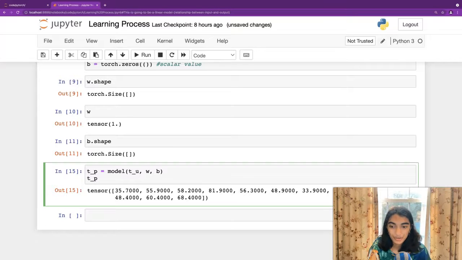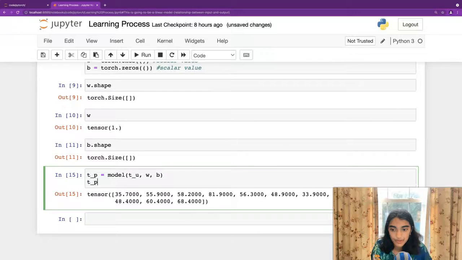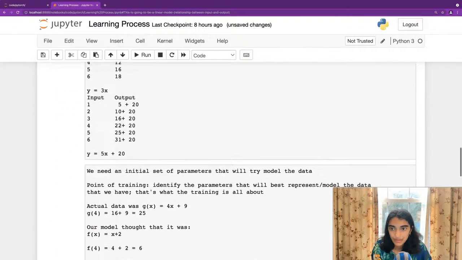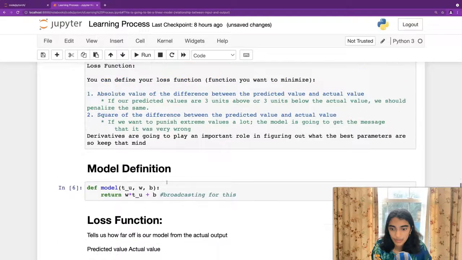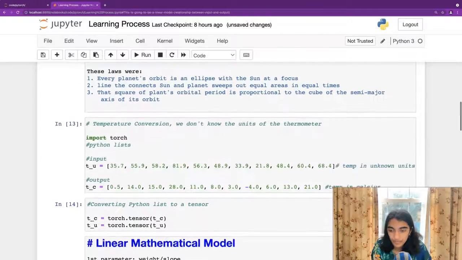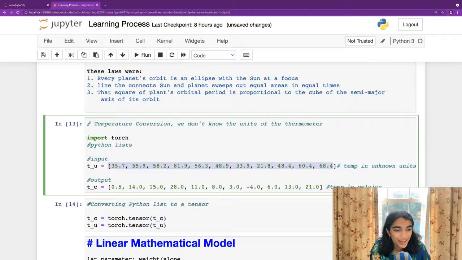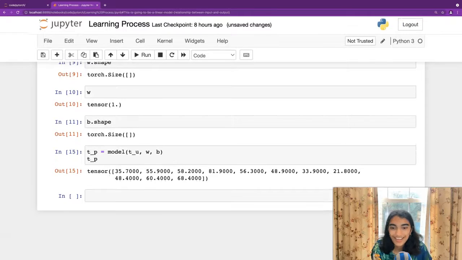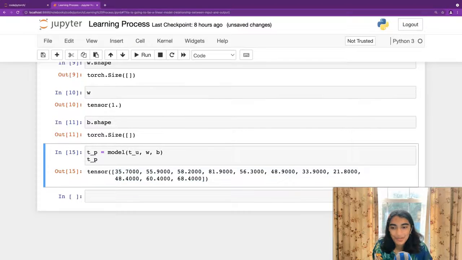We have 35.7 degrees, 55.9 degrees, 58.2 degrees. So after we pass in our TU, that's our expected output. Let's look here. It's 35.7. It's definitely going to be way off. It's basically the same thing as the input, right? 35.7, 55.9, 58.2, is that what we got? Yeah, this is what you should expect.